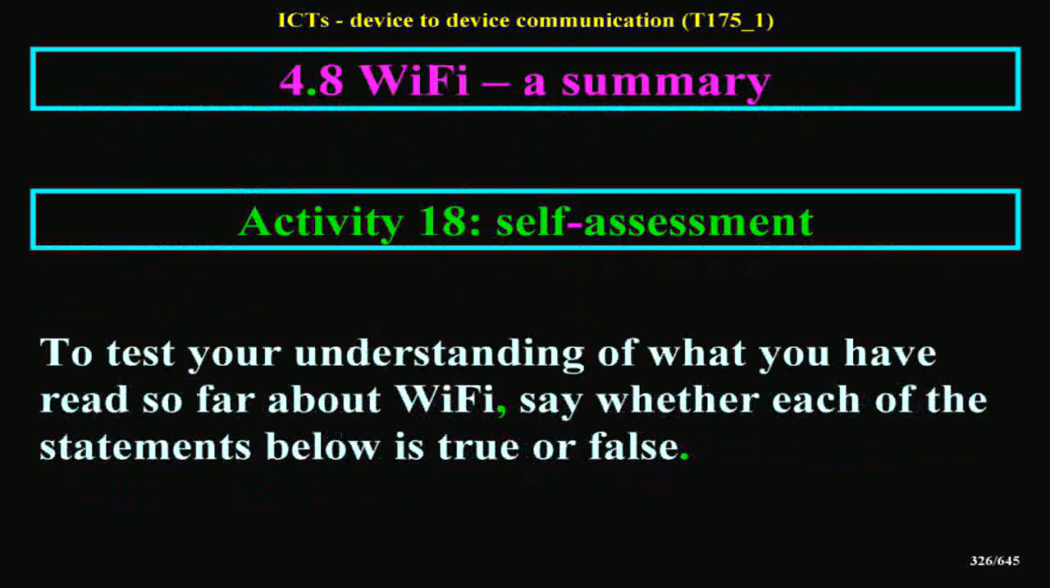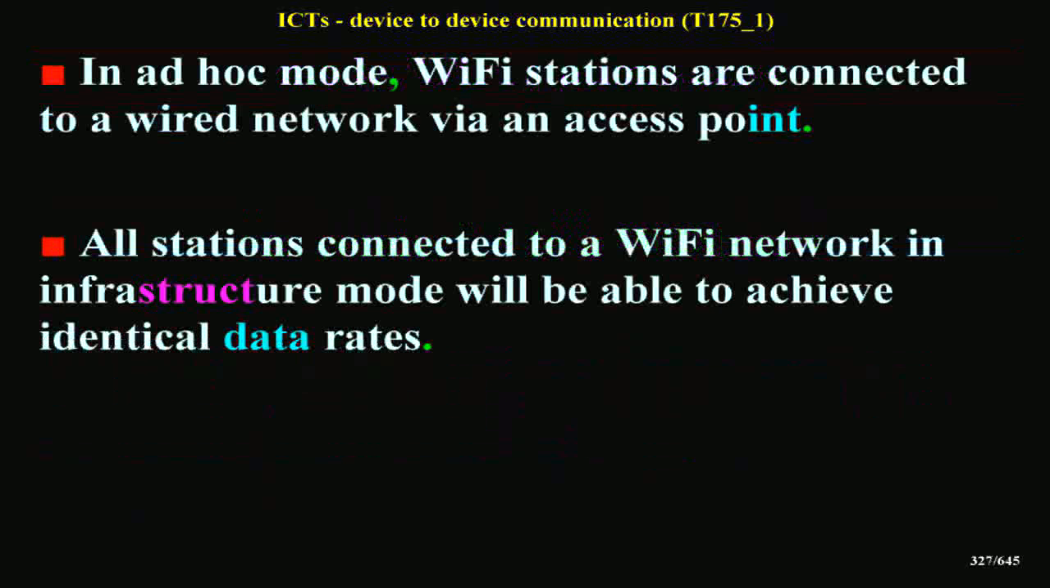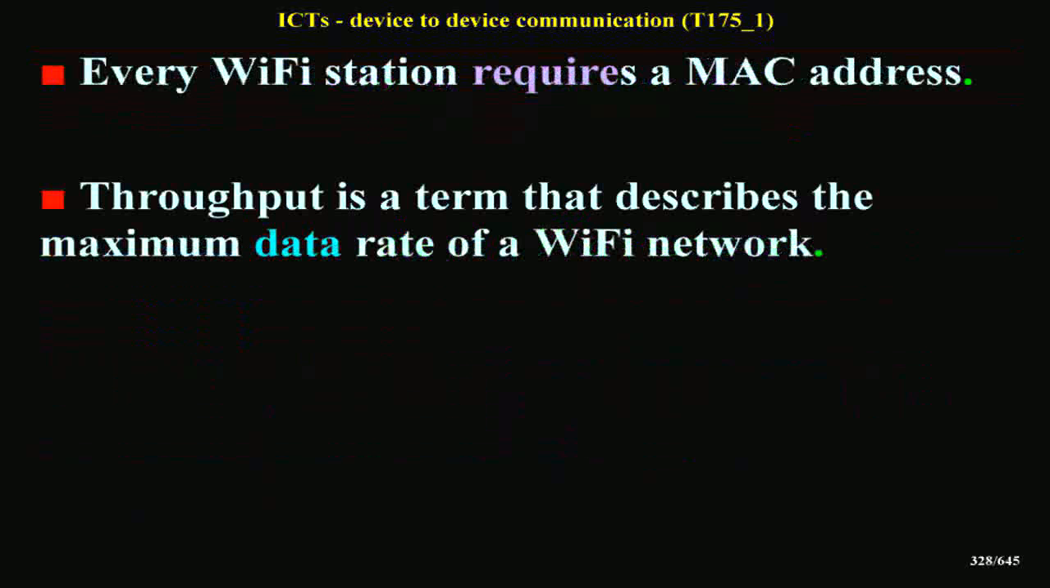8. Wi-Fi summary. Activity 18. Self-assessment. To test your understanding of what you have read so far about Wi-Fi, say whether each of the statements below is true or false. In ad hoc mode, Wi-Fi stations are connected to a wired network via an access point. All stations connected to a Wi-Fi network in infrastructure mode will be able to achieve identical data rates. Every Wi-Fi station requires a MAC address. Throughput is a term that describes the maximum data rate of a Wi-Fi network.